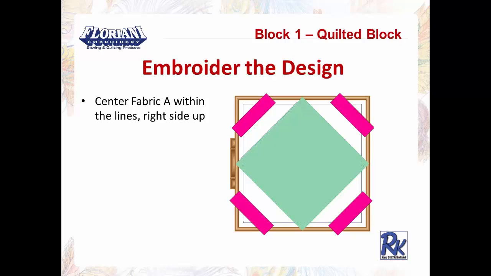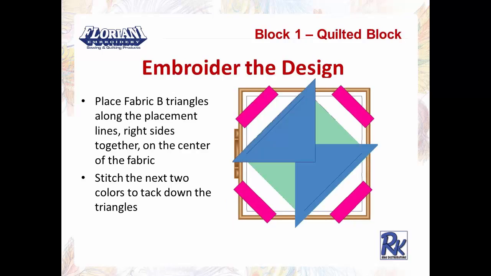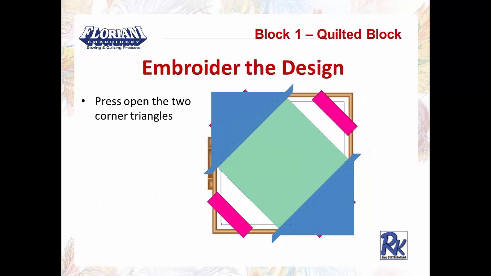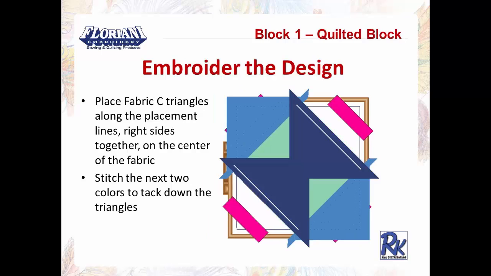Next, you want to center fabric A within the lines right side up. Next, you want to place your fabric B triangles along the placement lines, right sides together, on the center of the fabric. So right sides are going to be facing down. Next, you want to stitch the next two colors to tack the triangles down. Next, you want to press open the two corner triangles.